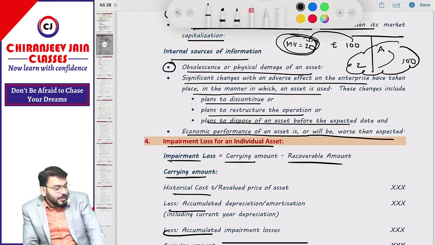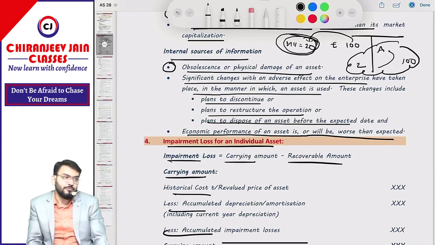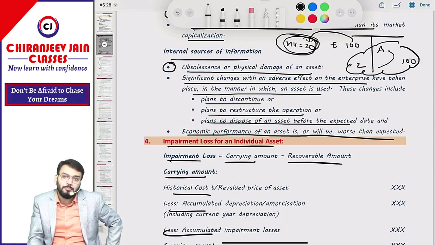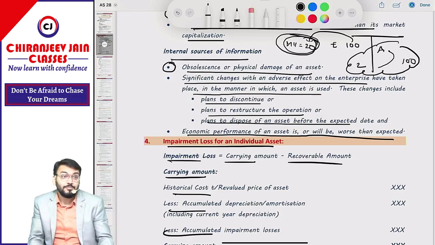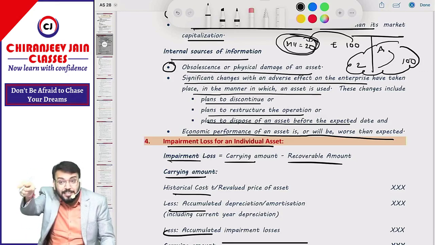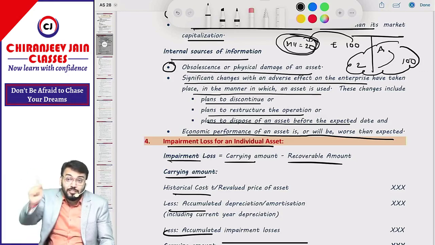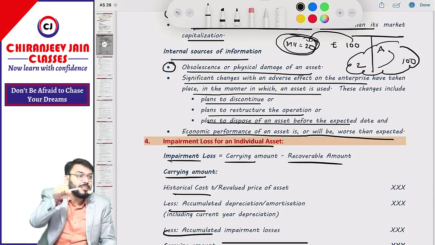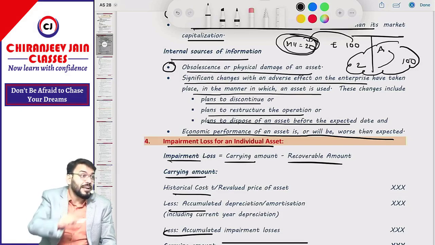Last, economic performance of the asset is worse than expected. For example, suppose you are expecting 90 marks in accounts, but you got 60 marks. Whether you will be happy or sad? Even though 60 marks is also very good, you are sad because you were expecting 90. So there is a 30 marks difference, and you will find out the reasons why you got less. The reason needs to be identified.